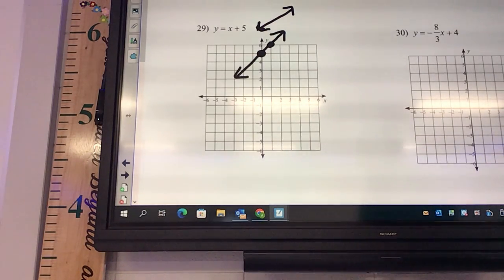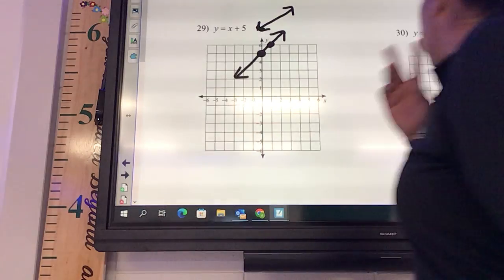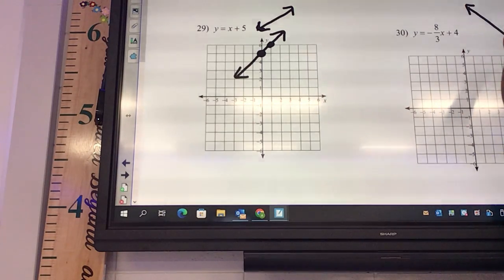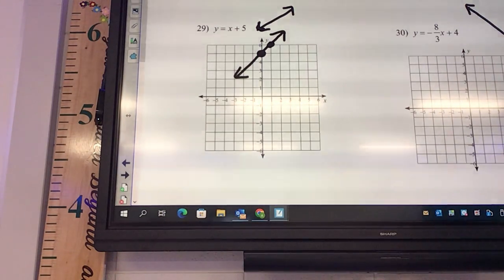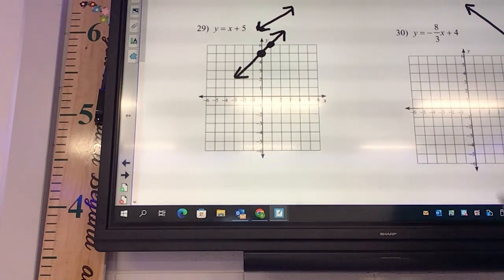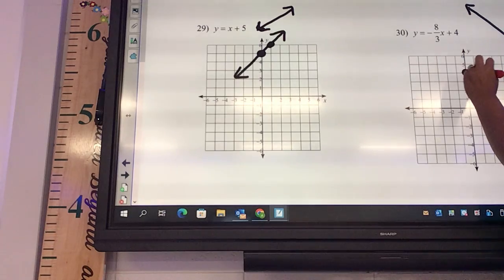You guys are going to do 31. Look at 30. We're going to do 30 together. Is this slope positive or negative? Negative. It's negative, so my line should be looking like this. You just have to go down. Where does it start at? 4. Starts at 4.